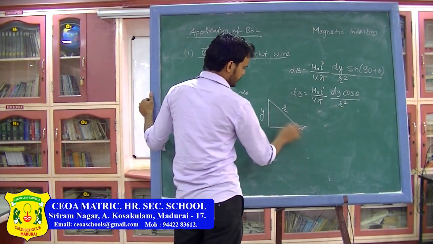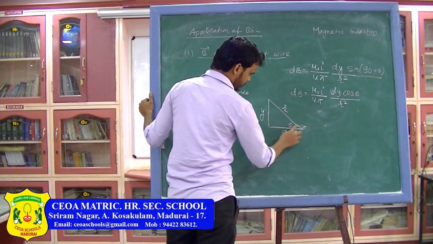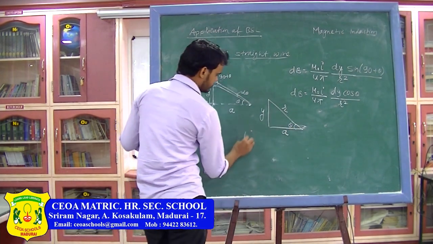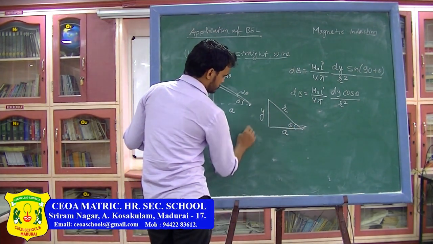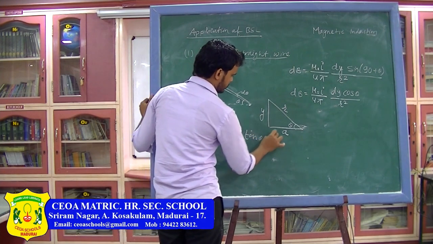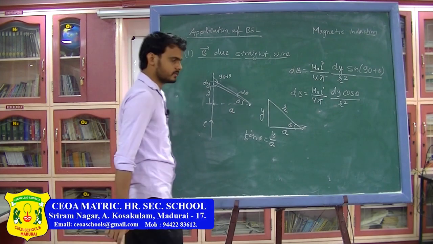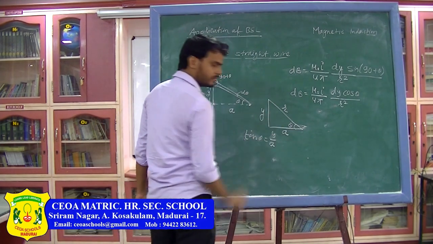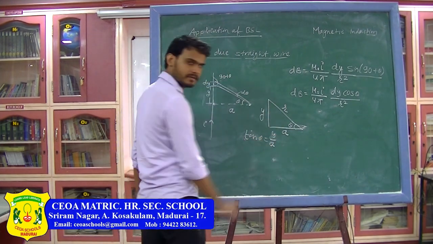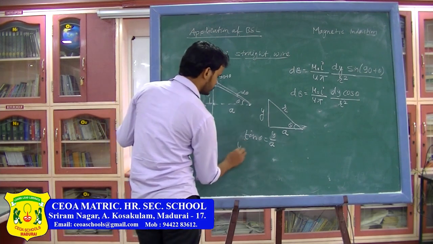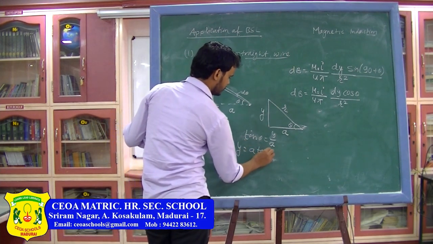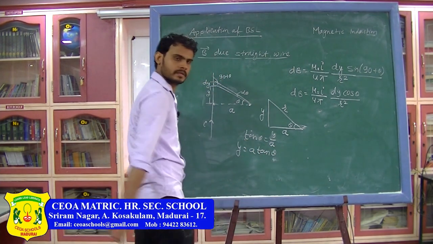So from here in this triangle, I can write tan theta is equal to y divided by a. So tan theta is opposite divided by base, so this will be y divided by a, or I can write y is equal to a tan theta.